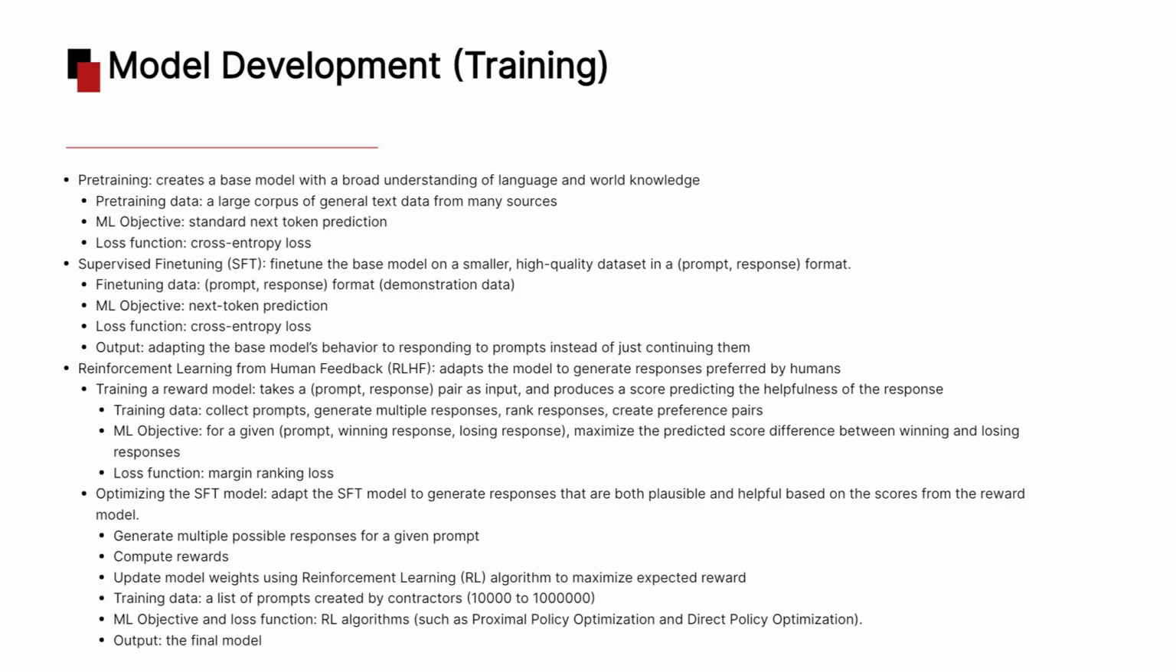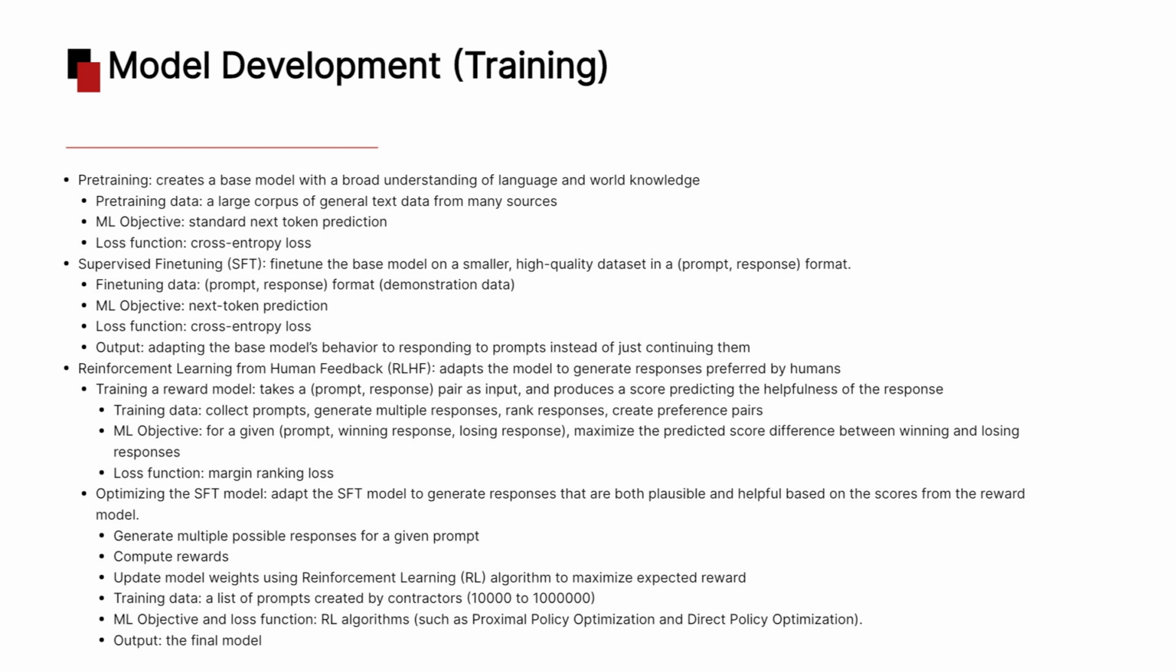ML objective: still next token prediction, but now the data is targeted toward instruction following and conversational flow. Loss function: cross-entropy loss again, but with a much smaller, cleaner dataset to reinforce desired patterns. Outcome: the model is now better at following instructions and maintaining a natural conversation, but it may still produce plausible, yet unhelpful or biased outputs.